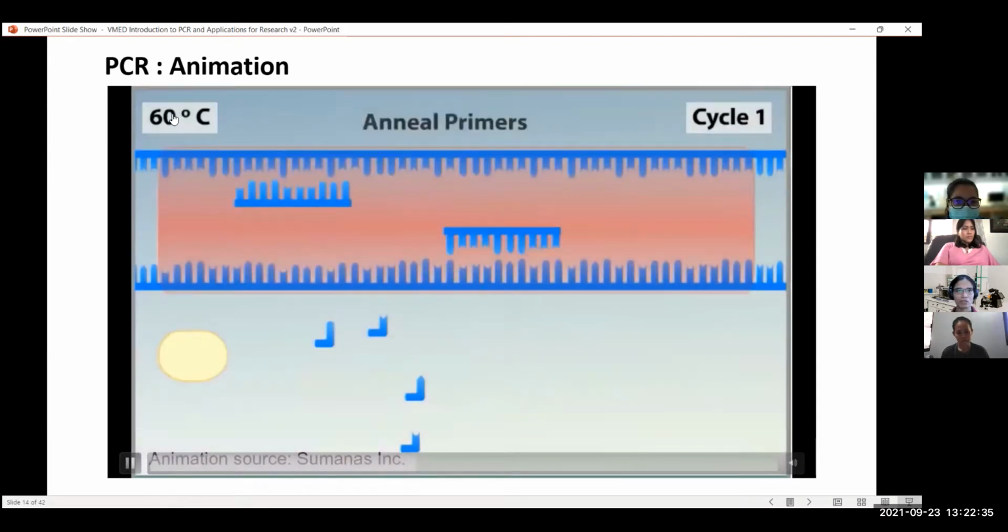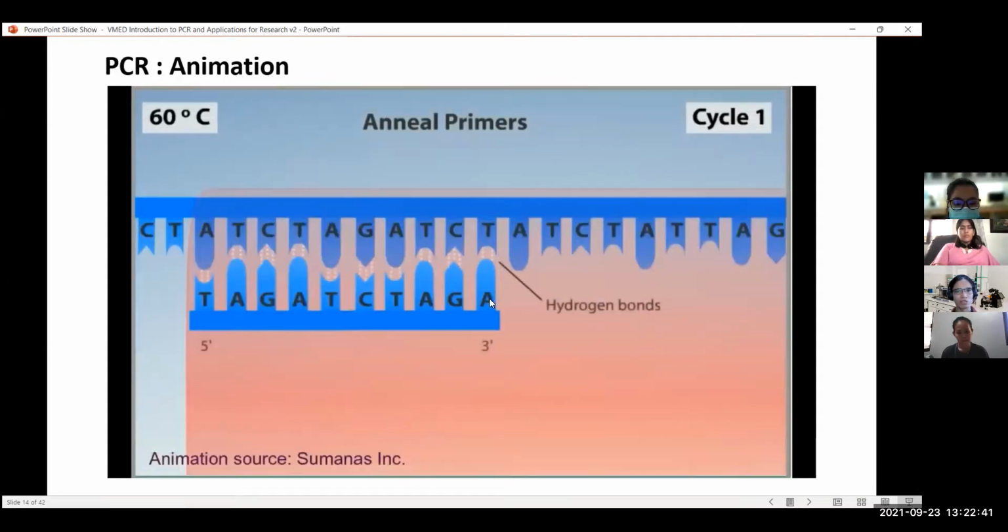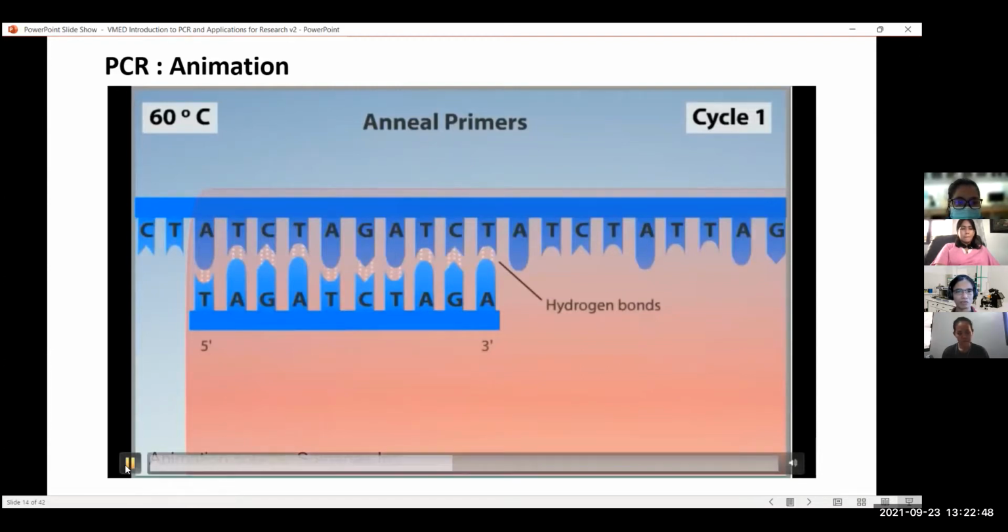So afterwards, you need to reduce the temperature down to the annealing temperature, which is usually between 50 to 60 degrees. Then what will happen is that the primers will be attracted to the specific region of the DNA where it's complementary. So primer binding is very specific. So this will only bind to this region and not in any other region, as you will be able to see later.